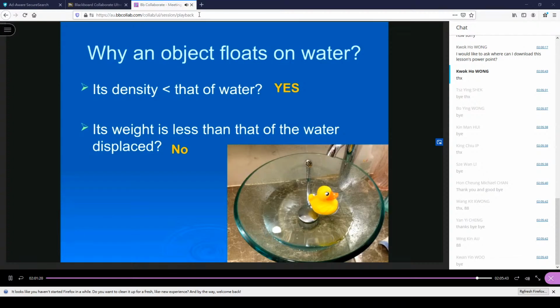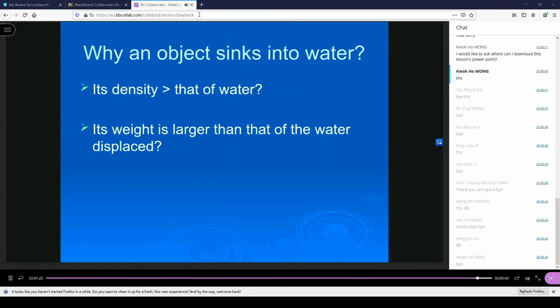Okay, so the next one is when an object sinks. Same thing, right? An object sinks. The first question is, is its density larger than water if it sinks?